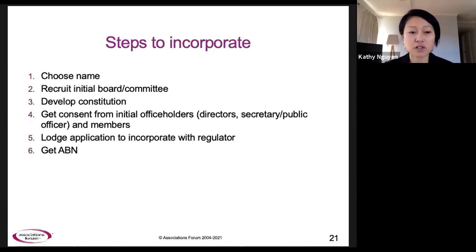Now, the step that involves the most work, and I think the most important, is number 3, the development of the constitution. The constitution, being the governing document, sets the foundations for the governance structure and how the organisation is going to work and be run.